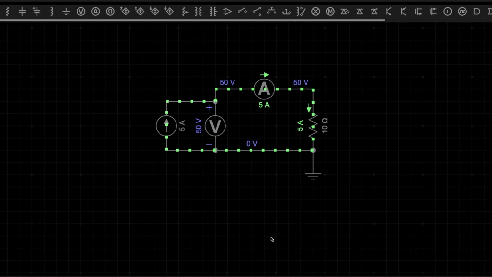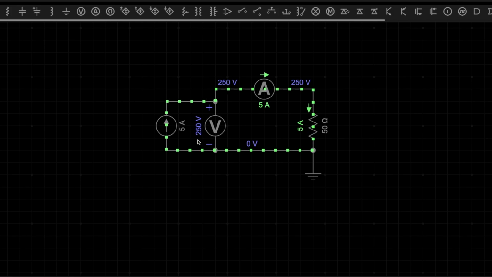So now let me increase the load here. Let's make it 20 ohms to see what happens. As you can see, still the current flowing in the circuit is 5 ampere, but the voltage has changed. It is now 100 volts. Again, let's increase the load to 50 ohms. See what happens. You see, still the current flowing in the circuit is 5 ampere, but the voltage has increased to 250 volts.